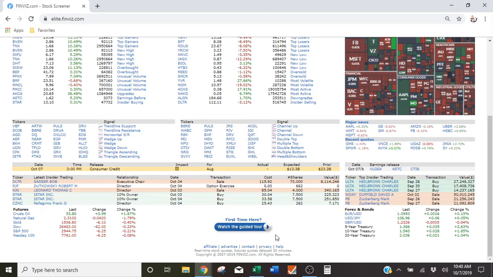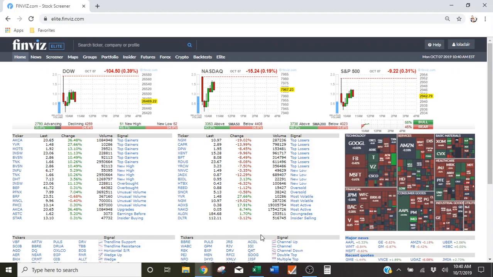Okay, and you can also look in here. You can also go and watch a guided tour if you need more information from Finviz and how to use this. All right, so that's for me.